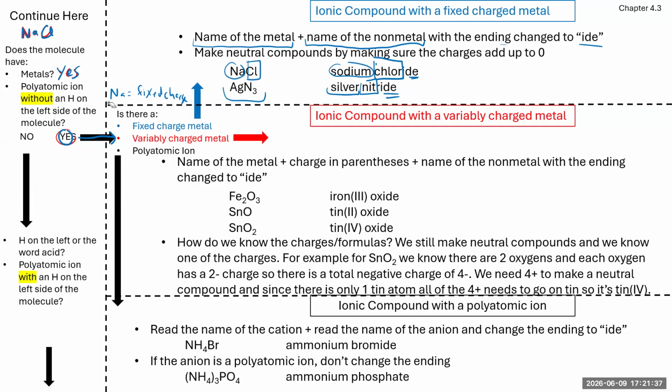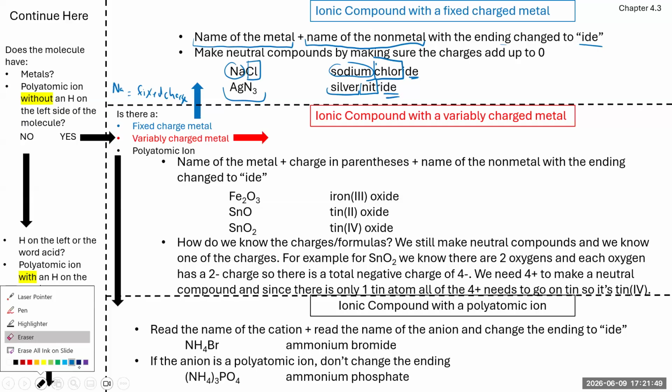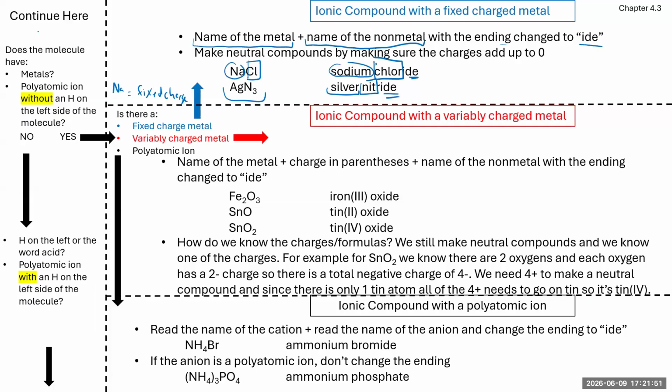Okay, those are the two easier ones. Now we're going to get a little harder, not by much, but enough that it's noticeable. All right, so let's start over. Let's do another molecule. Let's do this one in green. Let's do something like Fe2O3.